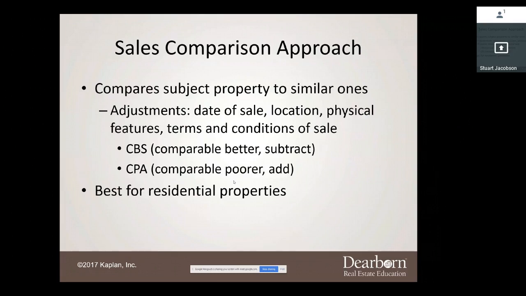Okay, if it's better, so let's say it was the reverse, and the comparable was better. So let's say the comparable had the extra bathroom. You would be subtracting that $5,000 that the appraiser said is what they would account for a bathroom, and it would be a $195,000 adjusted value. Okay, and there are other things that they adjust for, plus or minus, depending on what it is.